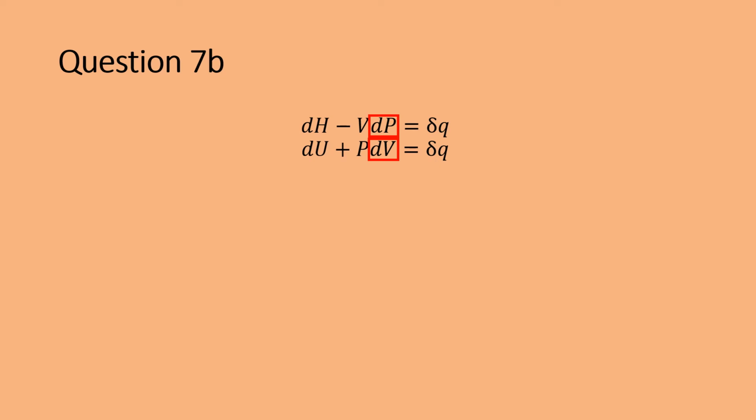After seeing that Cp was used in the change in enthalpy equation and Cv was used in the change in internal energy equation, we see that this arises from the dP term in the above equation for dH and the dV term in the below equation for dU.